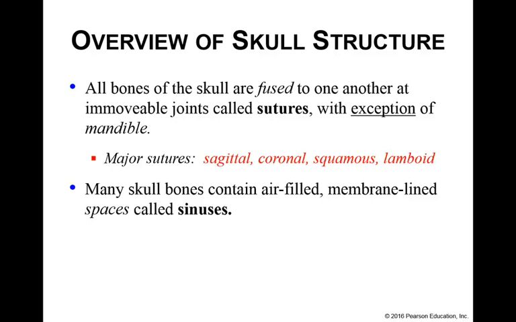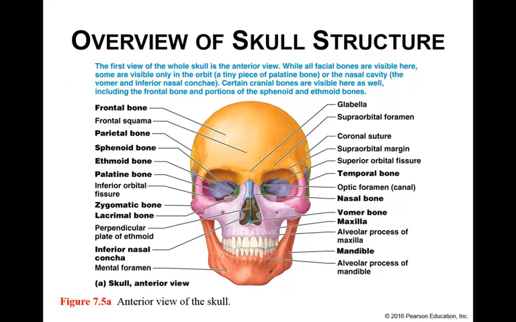A lot of the skull bones have sinuses, which are air-filled spaces, but they are lined with a membrane. You've probably heard of sinuses. They cause a lot of problems for some people. We're going to take a second just to look at some different views of the skull. When you're first learning the bones of the skeleton, the view is very important because you can't see every bone from every view. So this would be an anterior view, which you know is looking at the skull dead on from the front.